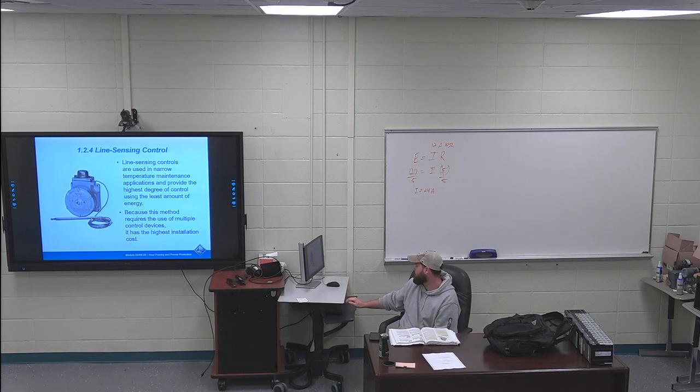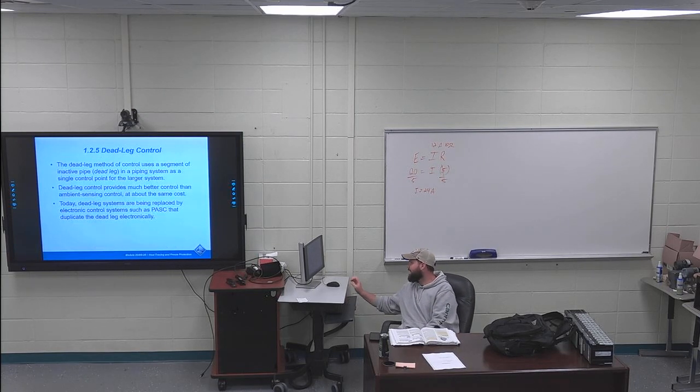125, dead leg control. I don't have anything highlighted for that, but that's where you just have a pipe by itself filled with some type of fluid that is the same as what's flowing through the pipe, and they use that pipe as a basis for temperature control for the whole pipe, based on maybe a 10-foot section of pipe that is just filled with that oil or gas or liquid, whatever it is, and then sensing the temperature of that and making a determination for the system as a whole. Nothing highlighted for dead leg control.